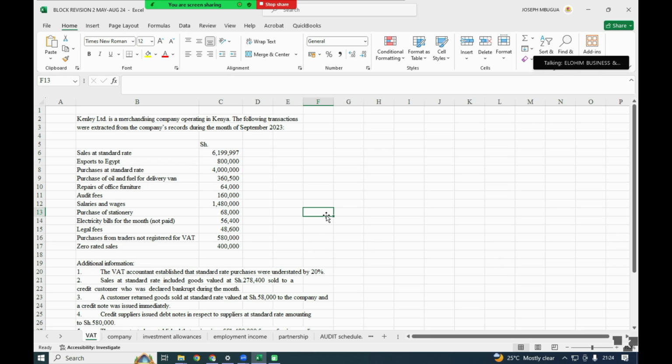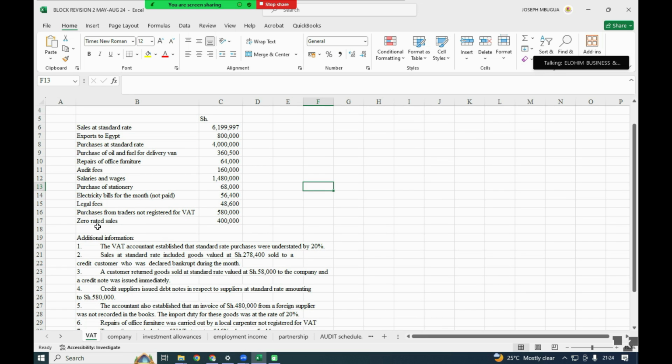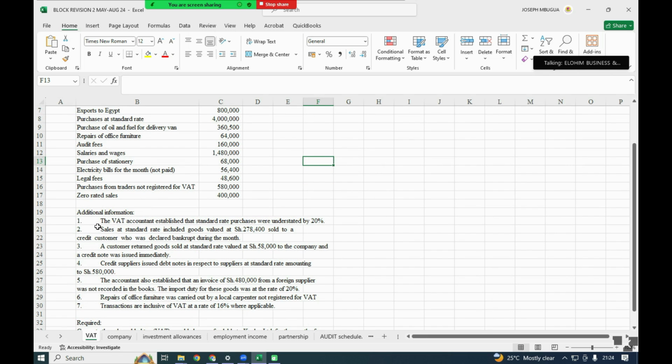Kenley Limited is a merchandising company operating in Kenya. The following transactions are extracted from the company records during the month of September 2023. They have been given that particular information: sales at standard, export to Egypt, purchases at standard rate, purchase of oil and fuel for delivery, repair of office furniture, audit fee, salaries and wages, purchase of stationery, electricity bills for the month which were not paid, the legal fee, the purchases from traders not registered for VAT, then zero-rated sales.